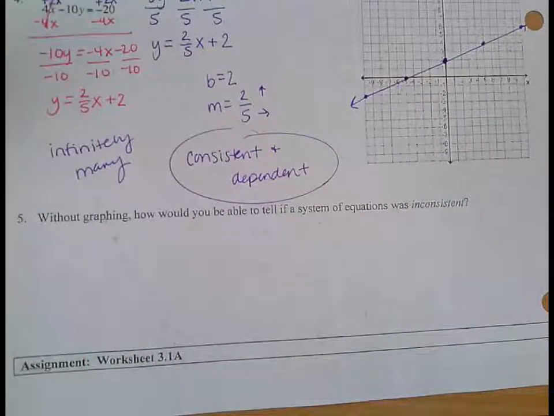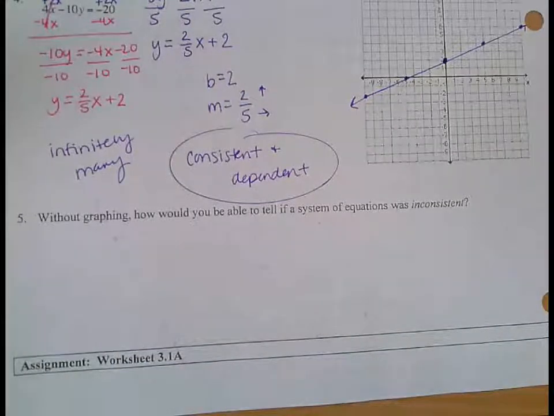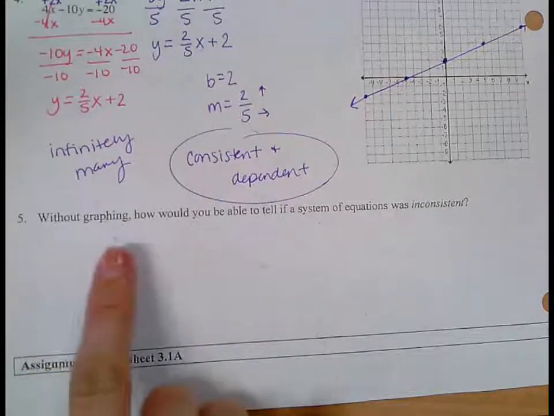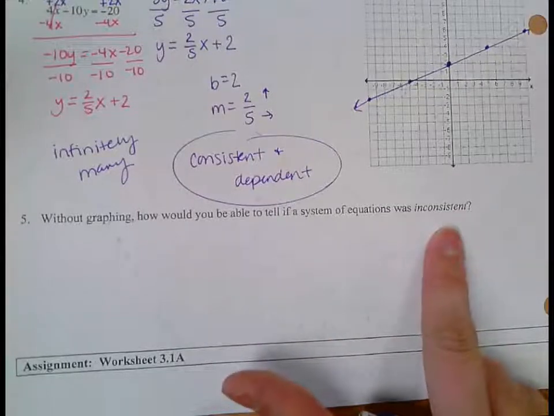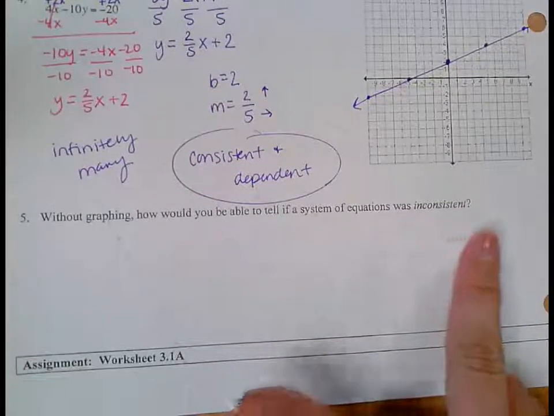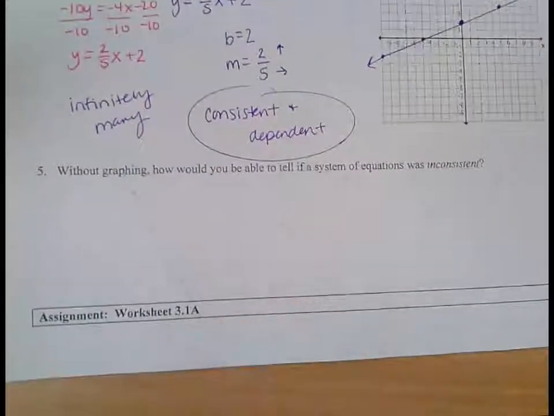And then I'm going to pass out the assignment, but I want you to talk about it in your groups, please. You can write it down. I'll just make sure when I'm done passing out the assignment that we understand what the answer should be. So without graphing, how would you be able to tell if a system was inconsistent? And make sure in your explanation that you point out what inconsistent actually means. So without graphing, how could you tell if a system was inconsistent, is the question.